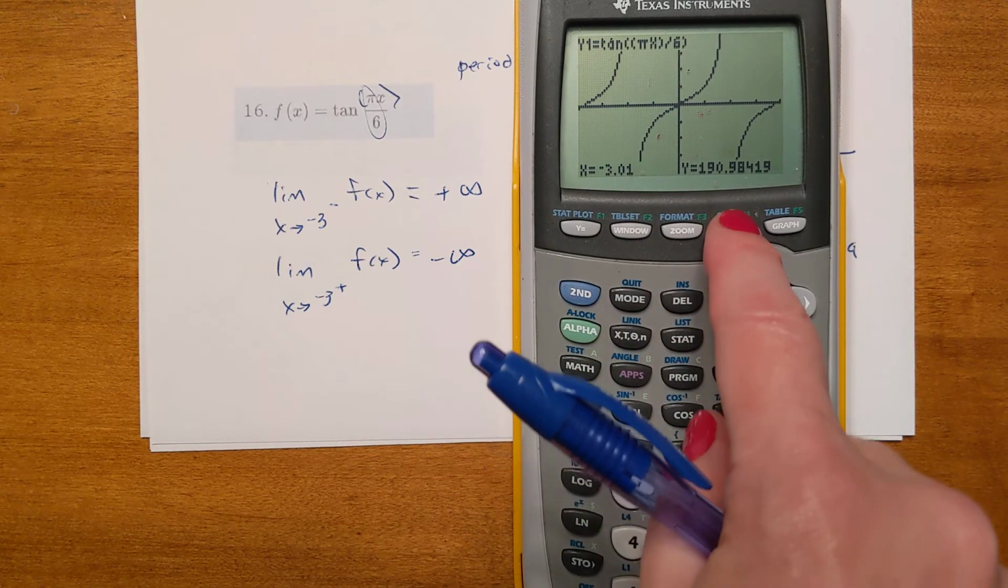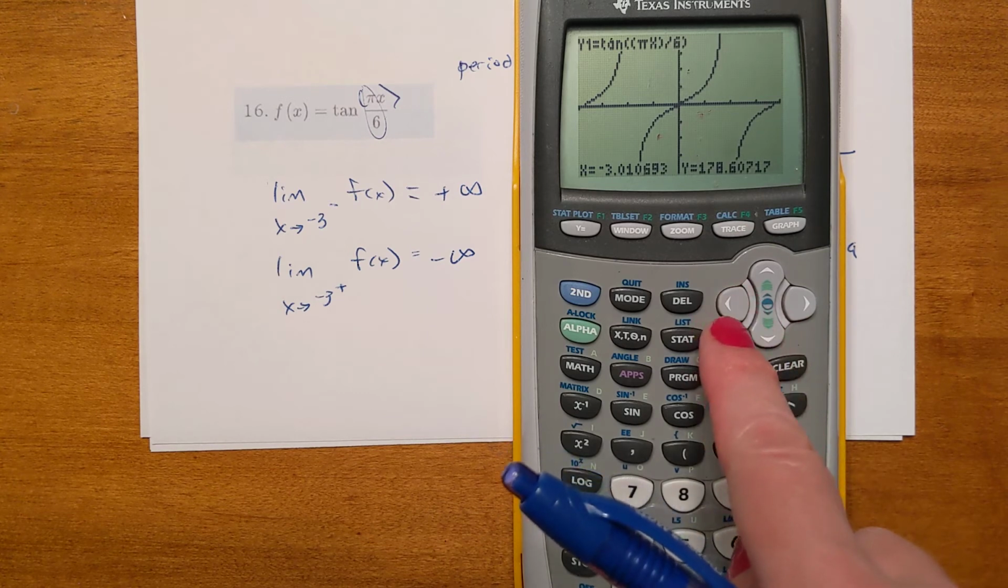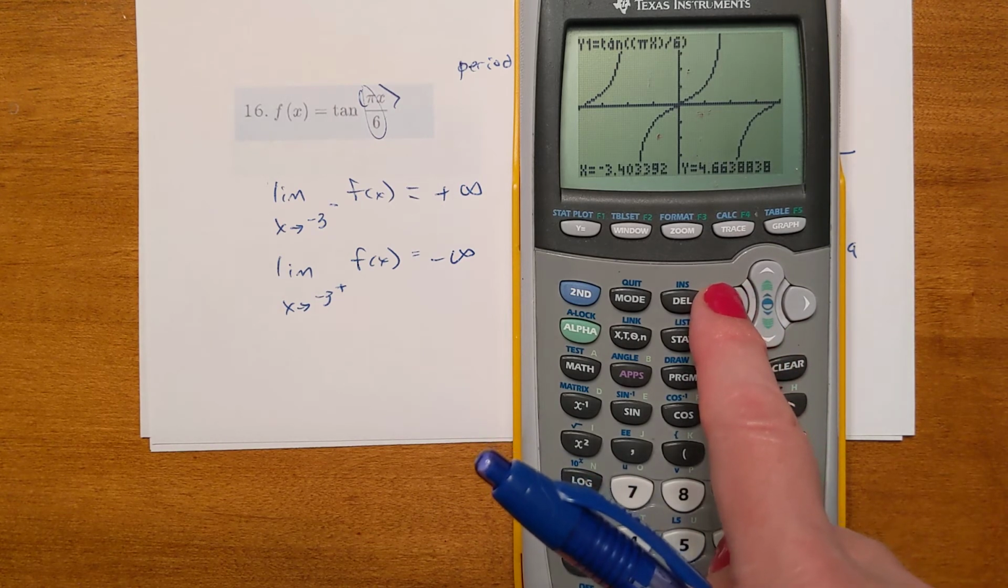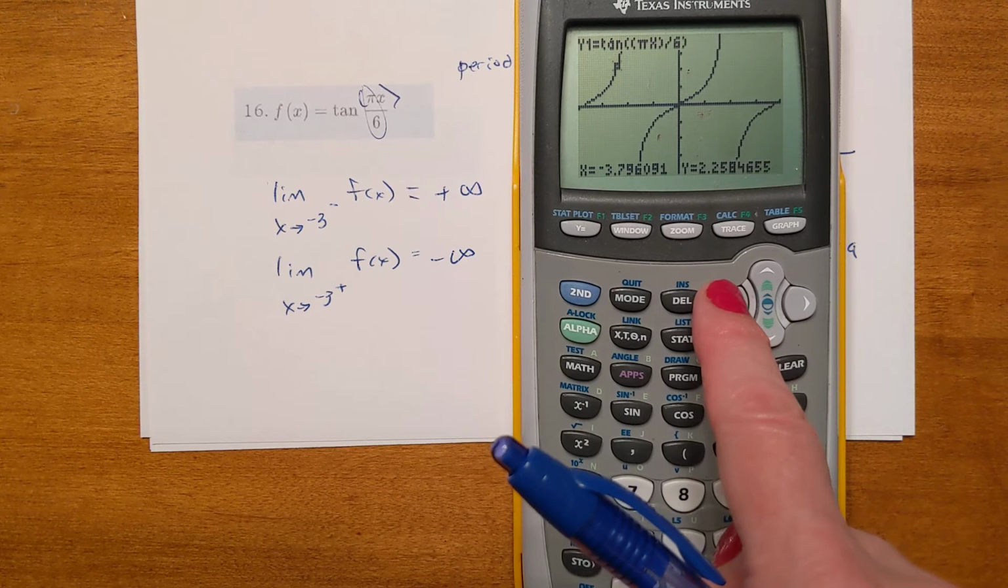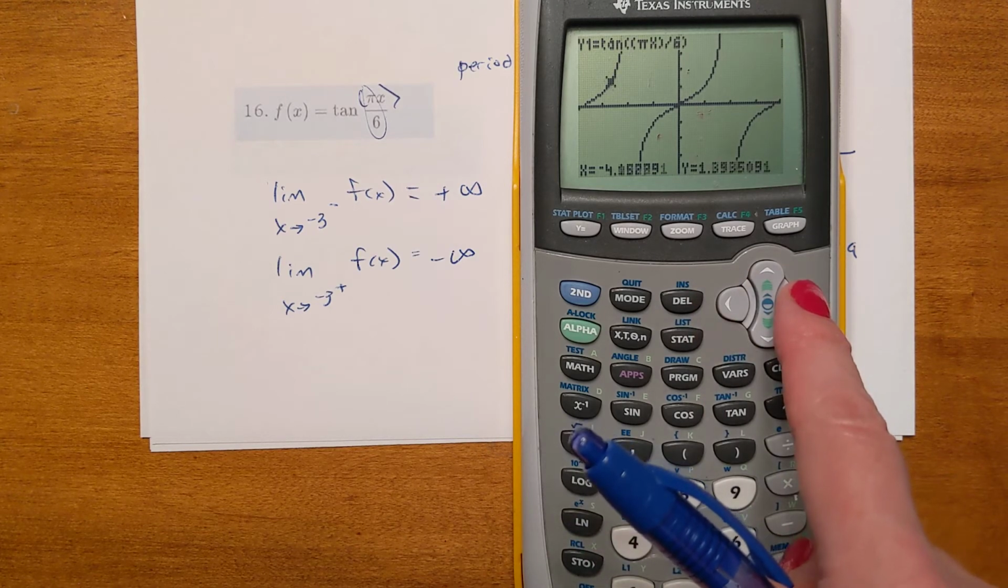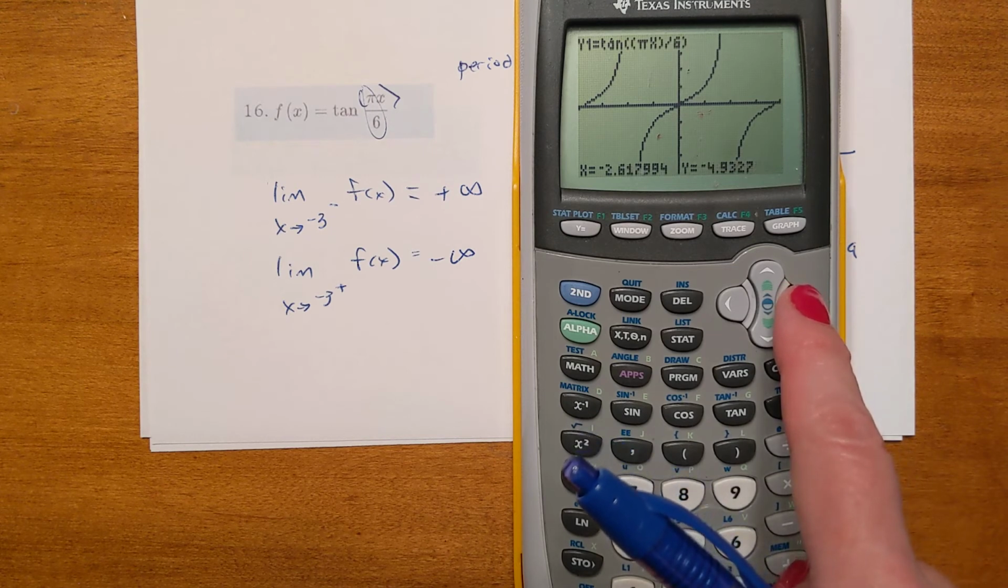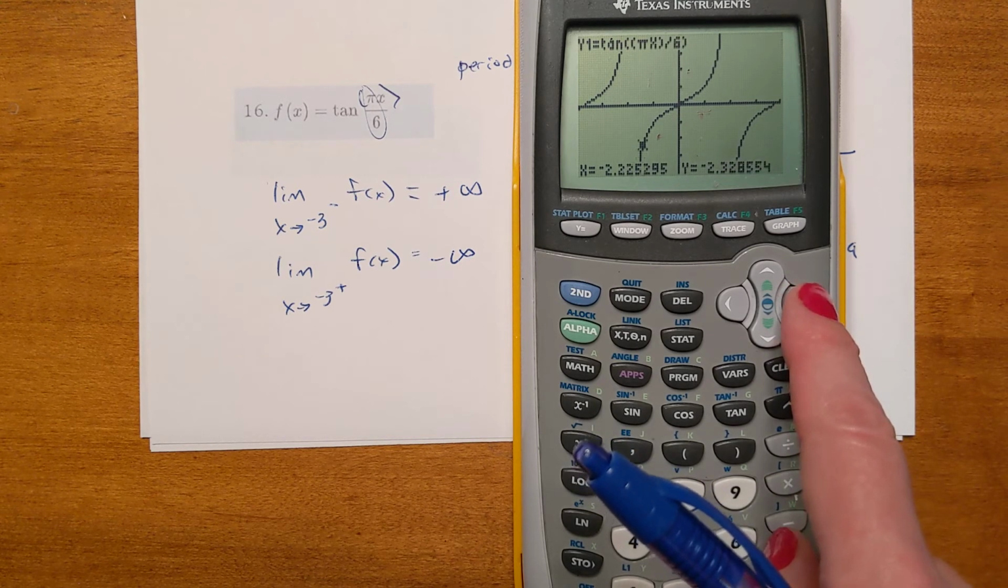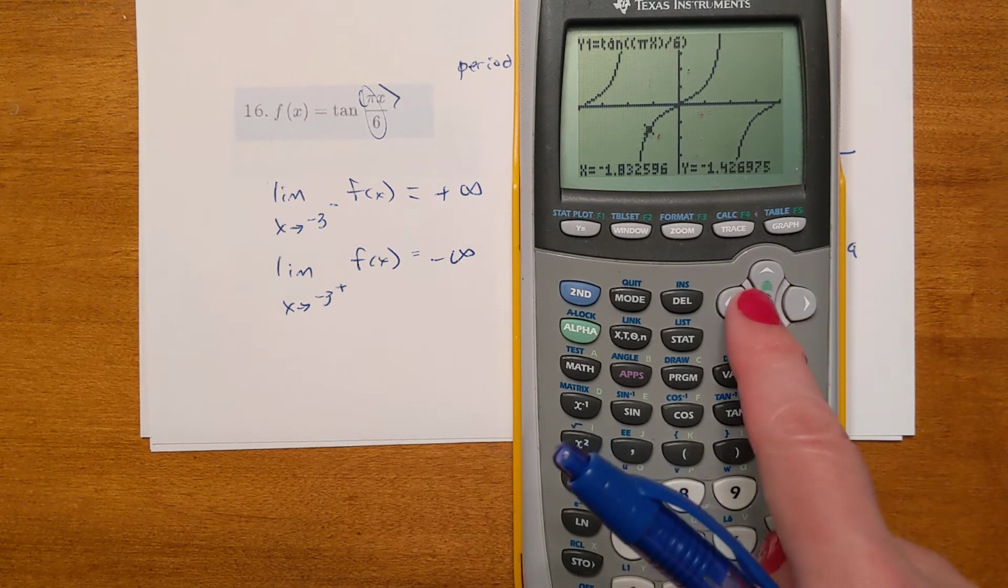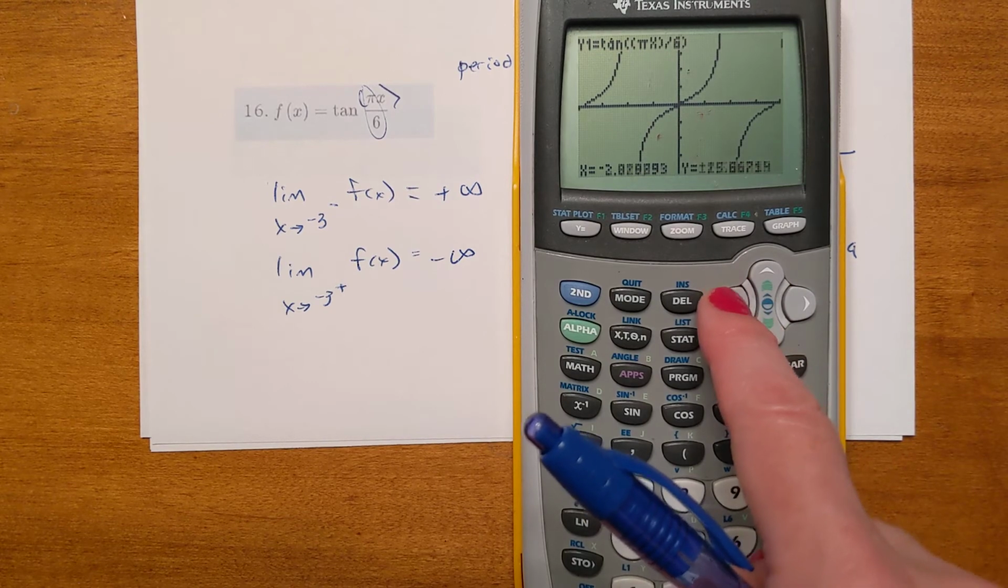You could also trace it if you don't know where the numbers are at. So there you can see -3. It's coming down. So if you take it to the right, it's going up to bigger and bigger numbers. And then it jumped over and it's coming back down. But you can see that that's where the -3 is at.